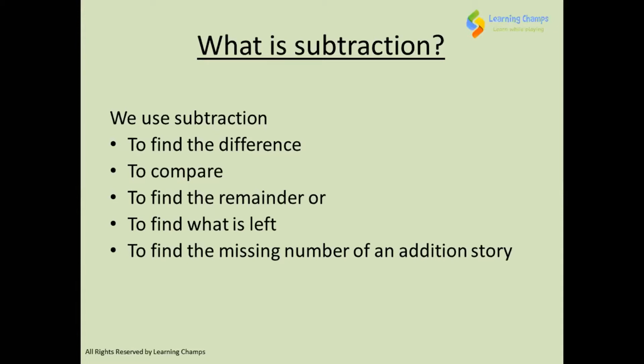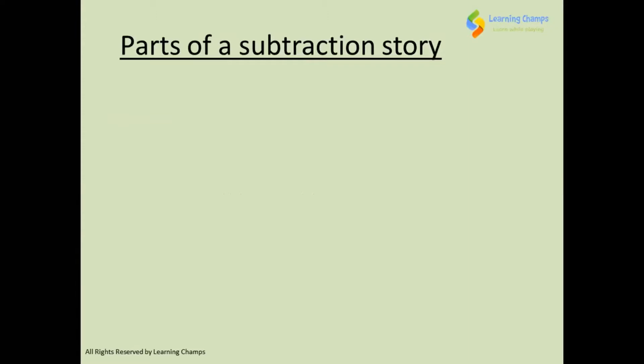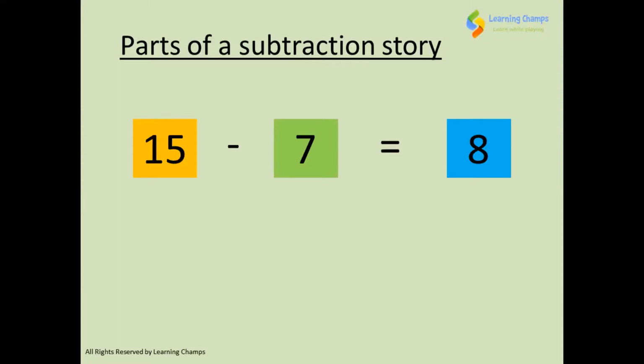And also, if you have done addition stories and there is a missing number, to find that missing number also we use subtraction. Just a small reminder. Okay, so let's go into the lesson. Now we are going to learn the parts of a subtraction story. Now this is a very basic subtraction story: 15 minus 7 equals 8. Okay, is it clear? But these parts have names.